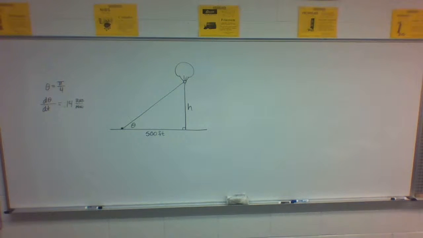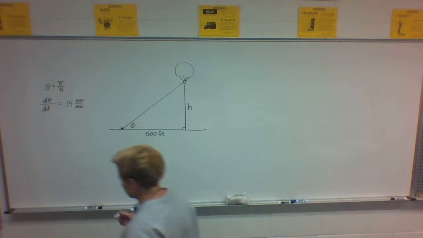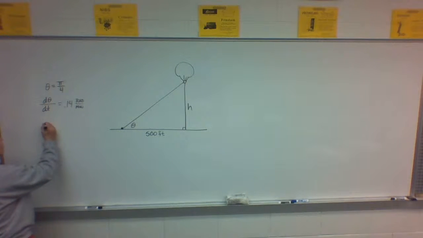So let's read it again. The hot air balloon rising straight up from the level field is tracked by a rangefinder 500 feet from the liftoff point. That is a constant. At the moment the rangefinder's elevation angle is pi-fourths. The angle is increasing at a rate of 0.14 radians per minute. We recorded that. The question is, how fast is the balloon rising at that moment? And you have to know what to call that. How fast the balloon is changing or rising at that moment is dh/dt. That's the rate at which height is changing at this instant in time. That's what we're looking for.